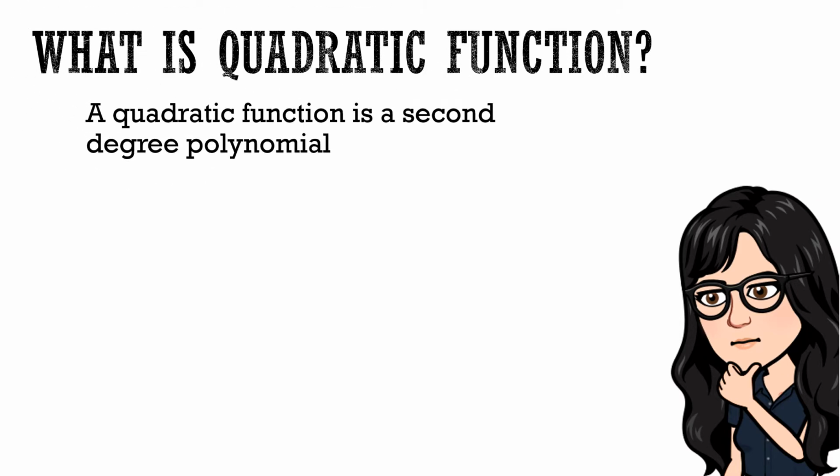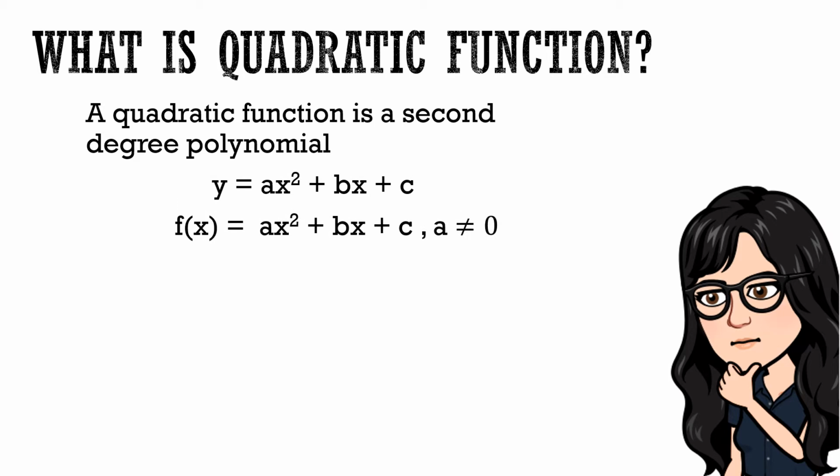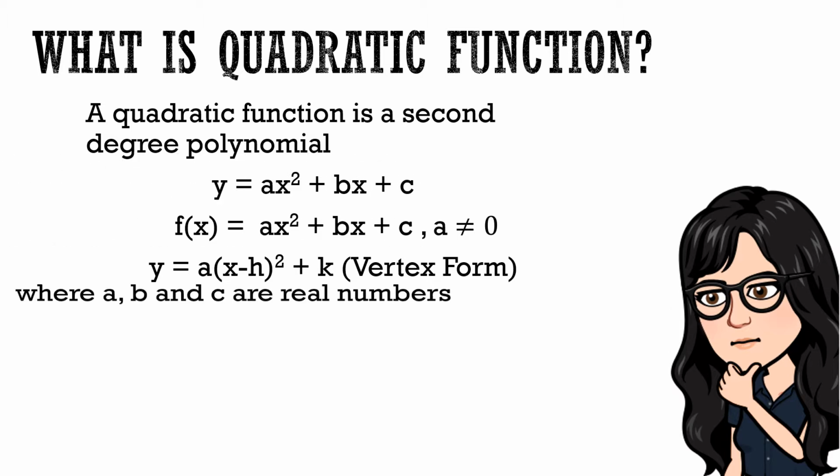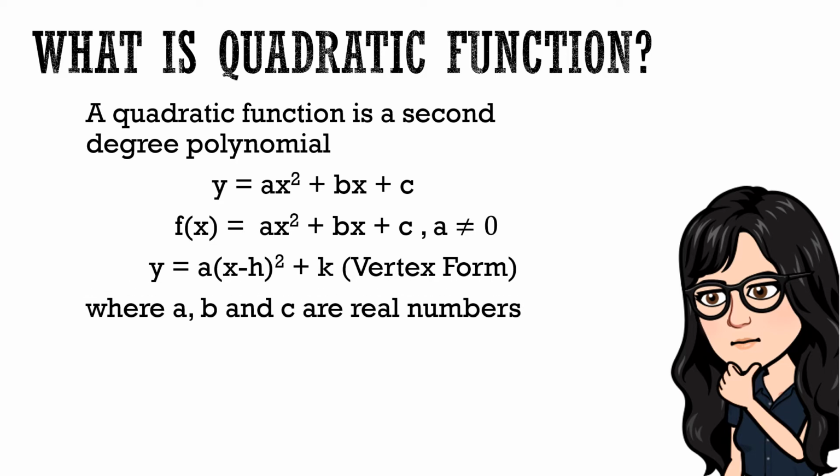A quadratic function is a second-degree polynomial y equals ax squared plus bx plus c, or f of x is equal to ax squared plus bx plus c, where a should not be equal to 0. The vertex form of a quadratic function is y equals a times the quantity x minus h squared plus k. Remember that a, b, and c are all real numbers. Take note also that y and f of x are the same in terms of representing a quadratic function.